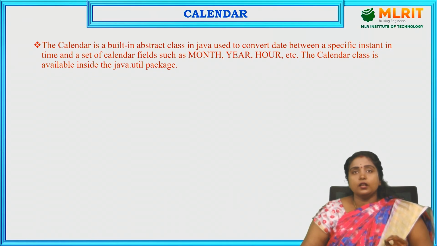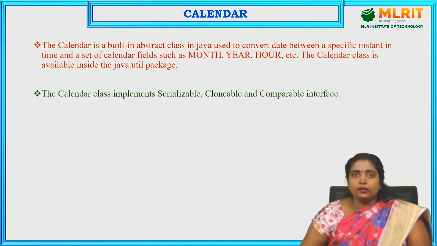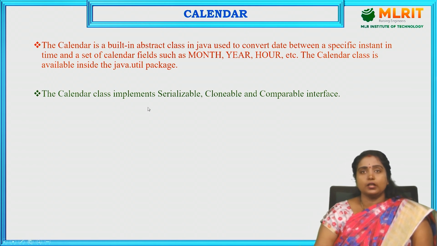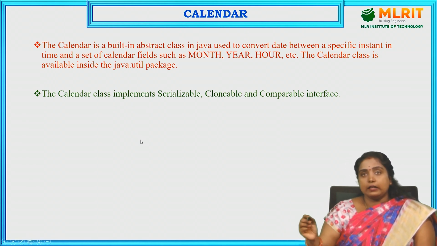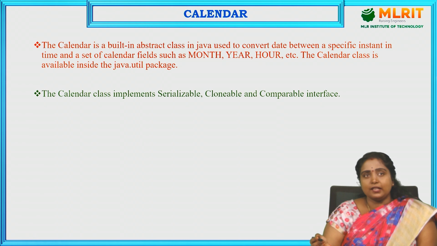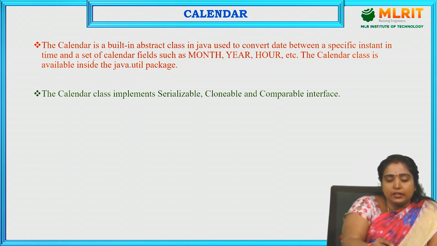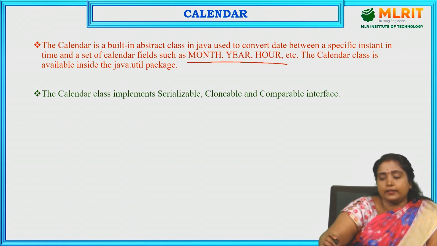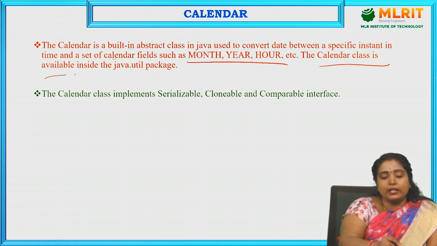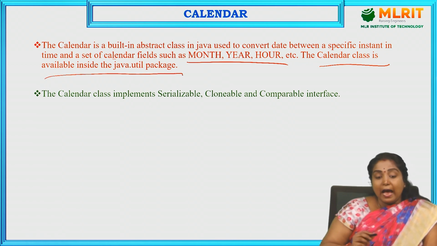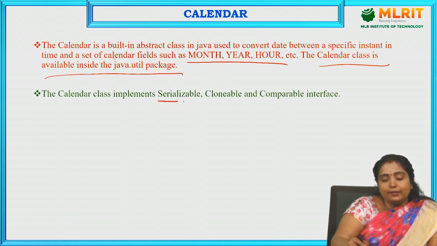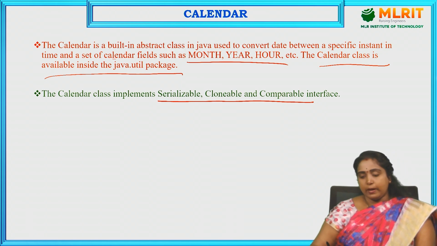Coming to the next class, the Calendar class. So, Calendar is a built-in abstract class in Java which is used to convert between a specified instance in time and calendar fields such as month, year, hour, etc. And this class is available in the java.util package. And this class implements the Serializable, Cloneable and Comparable interfaces.